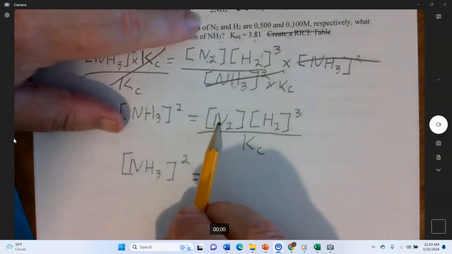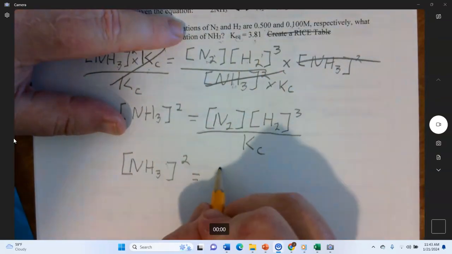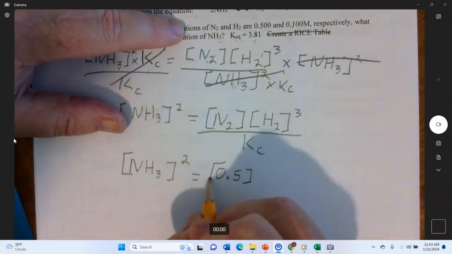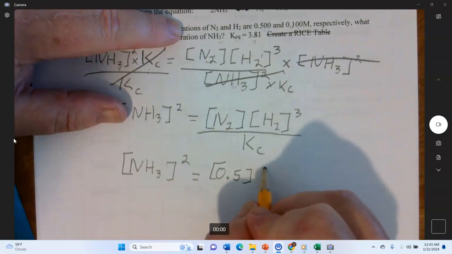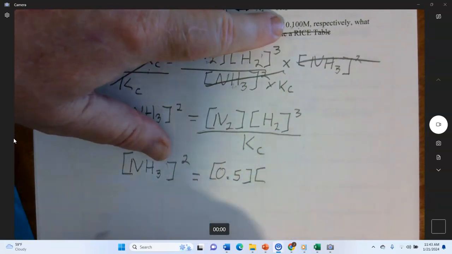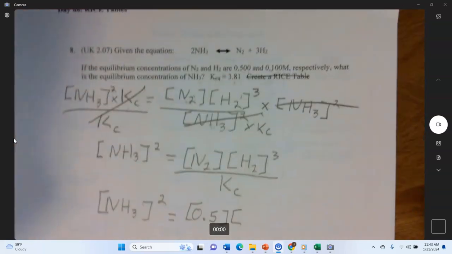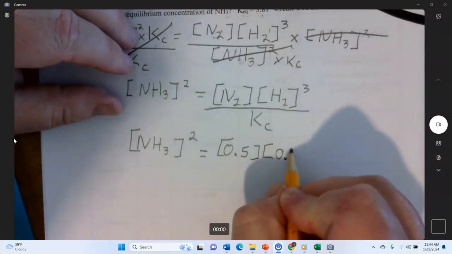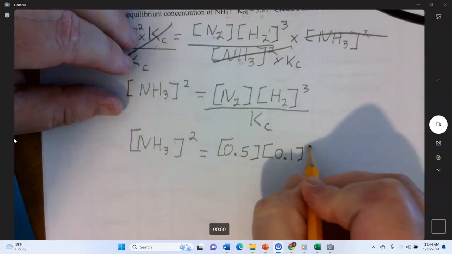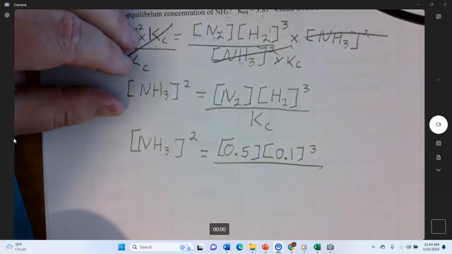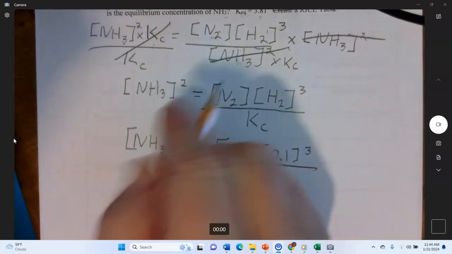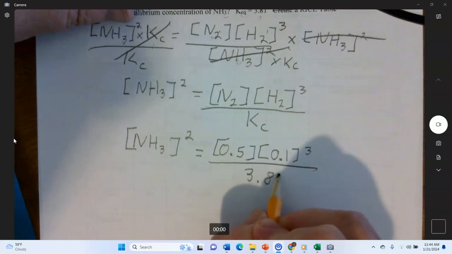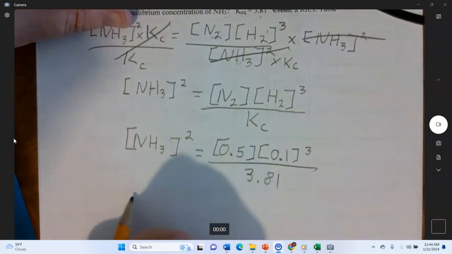Okay, so the concentration of N2 is 0.5. Again, use square brackets or parentheses, whichever you want. Concentration of H2 is 0.1. I'm pointing up above the screen. It's right there. They were given to you in the question. And you've got to raise that to the third power. And Kc was given to you as well, 3.81. Okay, so now it's just math.